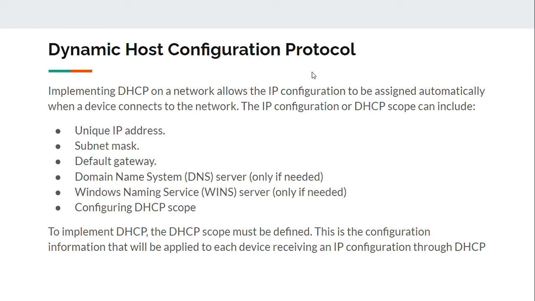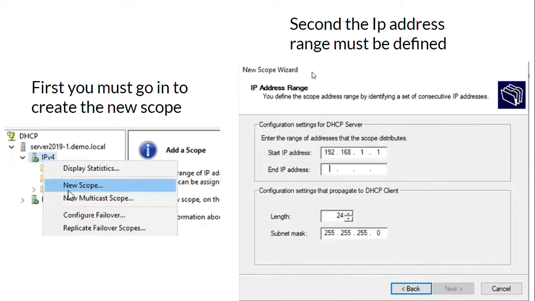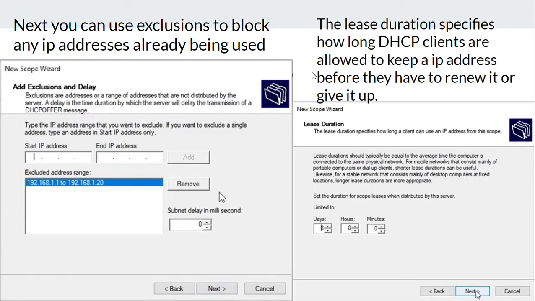Configuring a DHCP scope. To implement DHCP, the scope must be defined. This is the configuration and information that will apply to each device receiving an IP configuration through DHCP. First, you must create a new scope. Second, the IP address range must be defined. Next, you can use exclusions to block any IP addresses already being used.